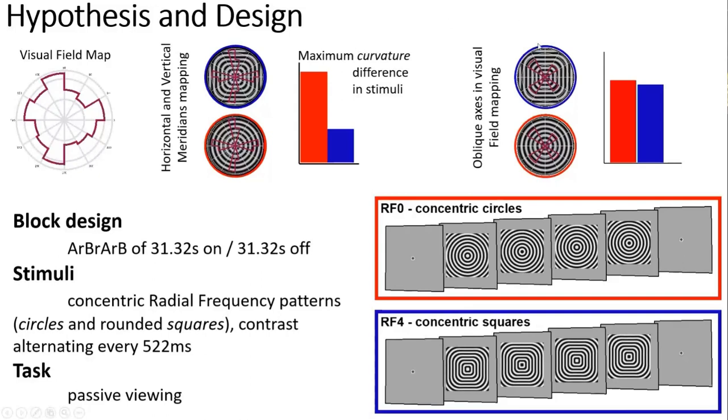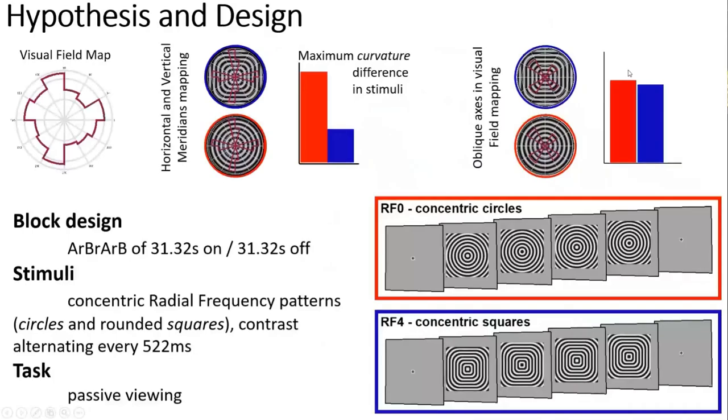Whereas if I look at the obliques, even these concentric squares are somewhat rounded around the edges. So all that changes is a kind of gradient of curvature. So I have less curvature information in the concentric squares, but there's still curvature when compared to the circles. So my response should still be roughly the same here.